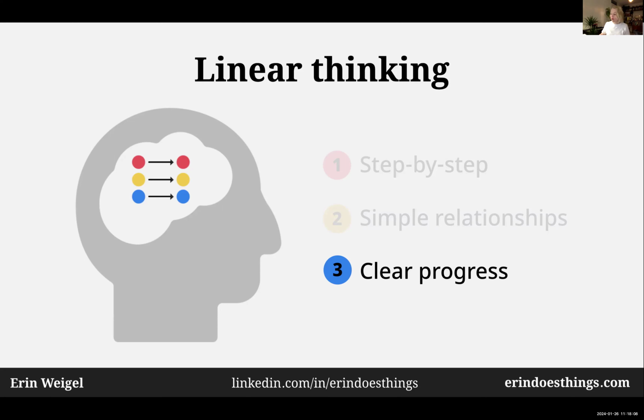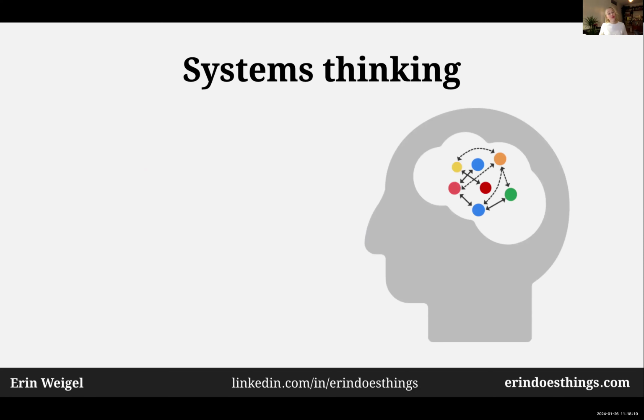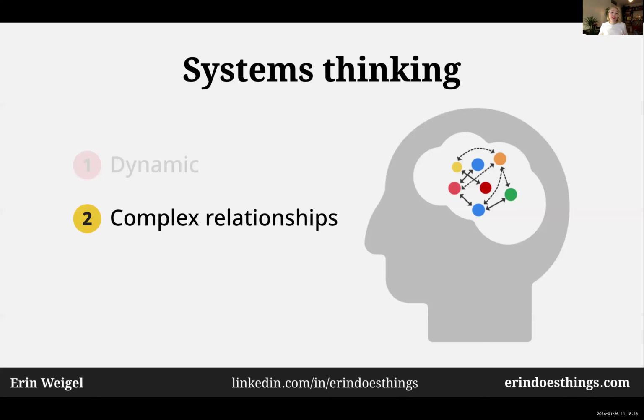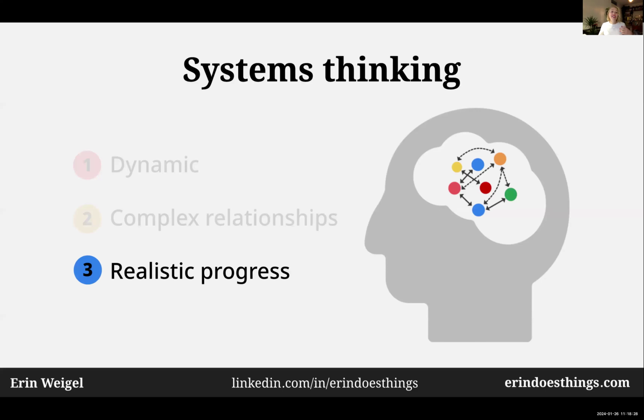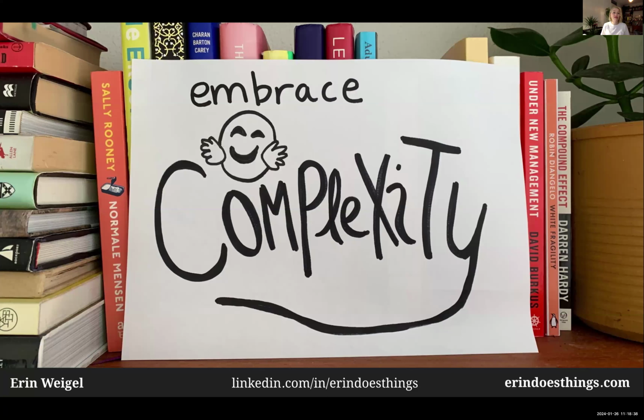But there's actually a different way of looking at the world, and that is through systems thinking. And with systems thinking, you can tell when something is based on it because it's actually more dynamic, right? It doesn't necessarily only have to go in one direction. It can go in any direction, right? It has a number of different complex relationships, and it has a more realistic view of what progress looks like, right? So the thing about systems thinking is that it allows you to embrace the complexity of the real world, so that you can understand what's actually going on from a big picture perspective.